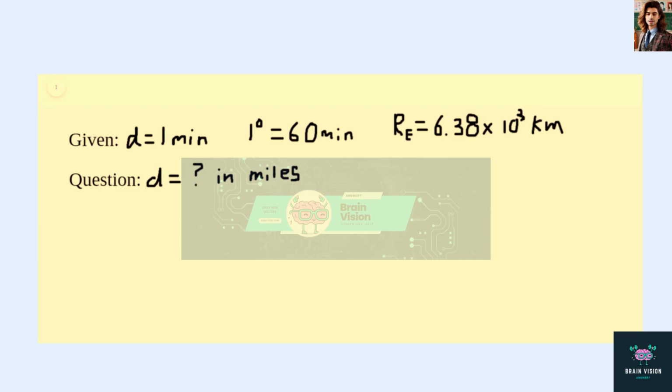So we're going to utilize the fact that walking completely around the Earth along the meridian would trace out a full circle, which is 360 degrees, and that would be equal to the circumference of the Earth.